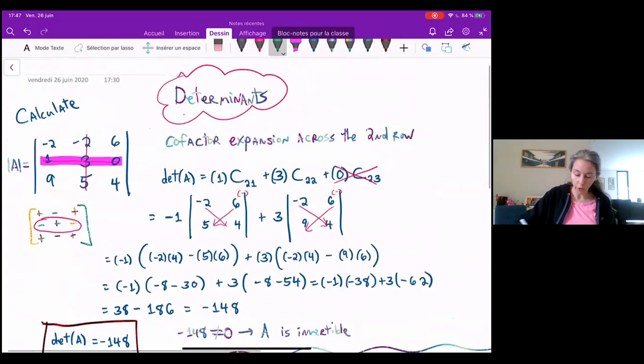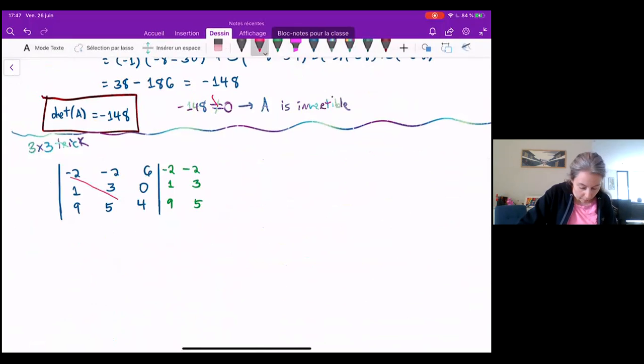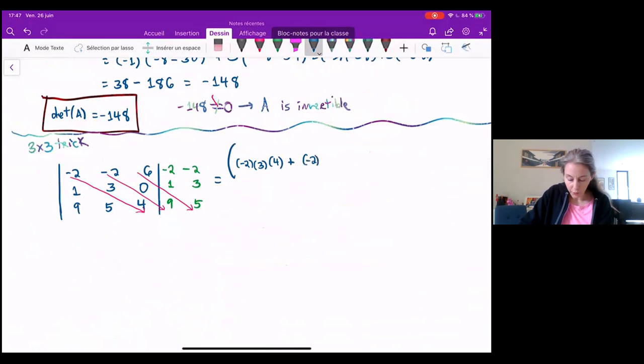So first, we're going to do our positive diagonals. So I'm going from left to right, top to bottom, and I'm going to multiply all of these numbers together. So this determinant will be equal to negative 2 times 3 times 4, plus negative 2 times 0 times 9, plus 6 times 1 times 5. So I do all of my diagonals starting in the matrix, left to right, top to bottom.